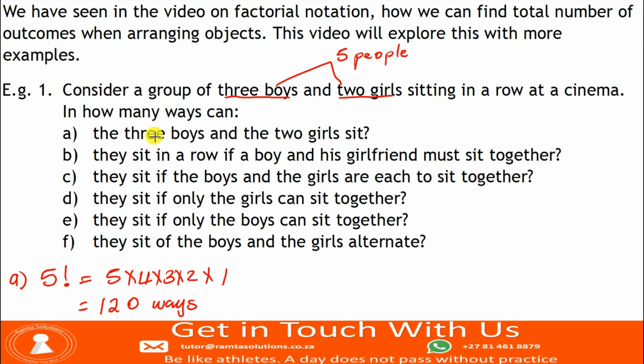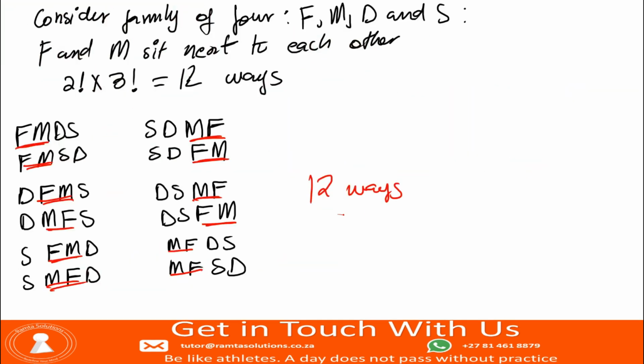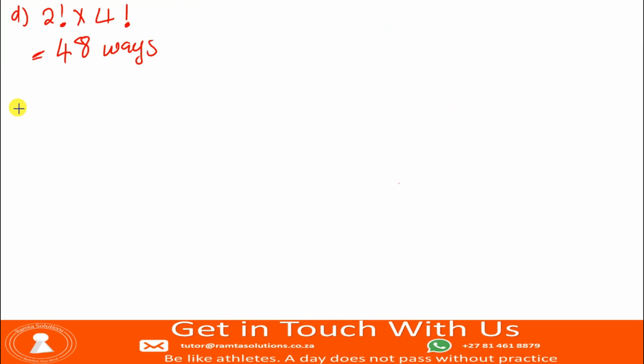Perfect. Now number E, if the boys sit together. Here it was supposed to be girls sit together, but it's okay. So how many boys do we have? We have 3 boys, right? If we have 3 boys, we have 3 factorial ways of arranging these boys. Now, the boys are becoming a unit.